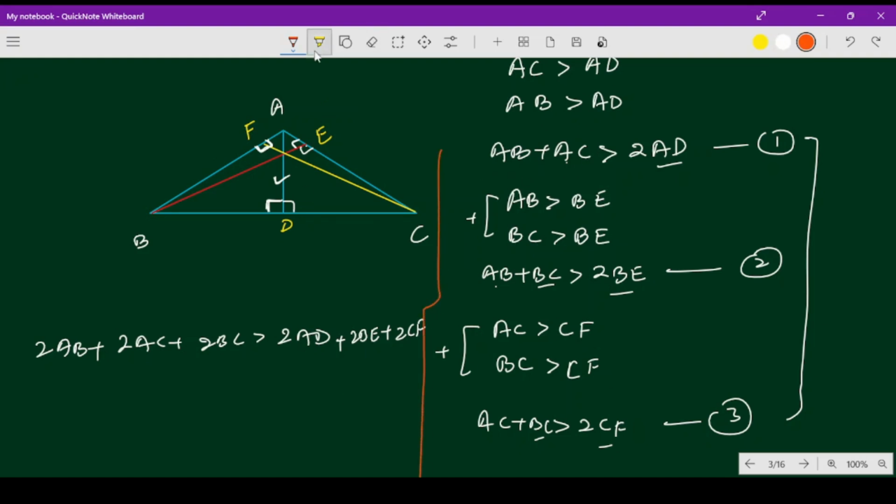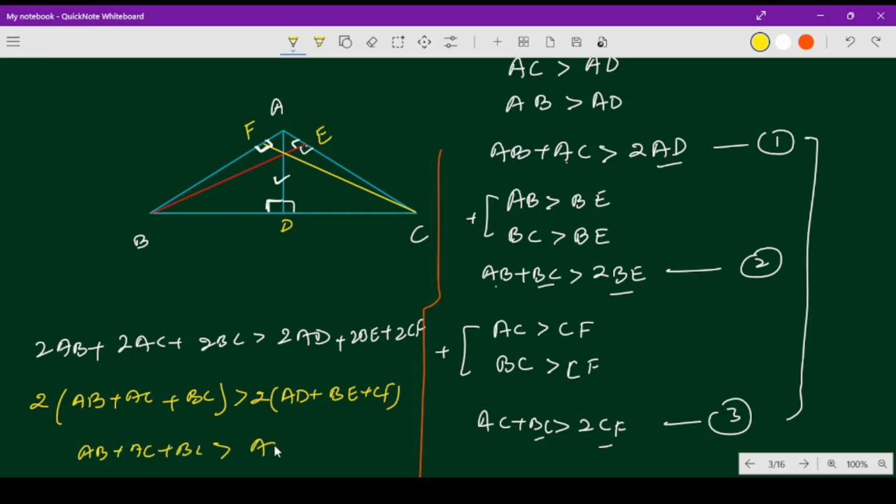Now, we figure out that 2 is common in all, so we can take 2 common. So AB plus AC plus BC. And on the right also we have 2 common, so AD plus BE plus CF. So this 2 is going to cancel. We'll get AB plus AC plus BC is bigger than AD plus BE plus CF.